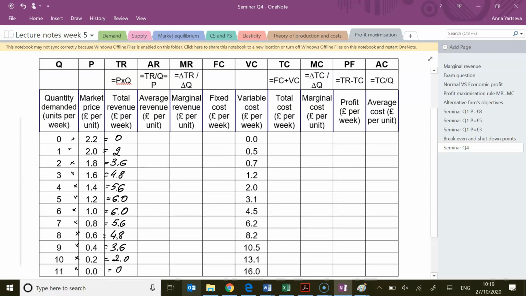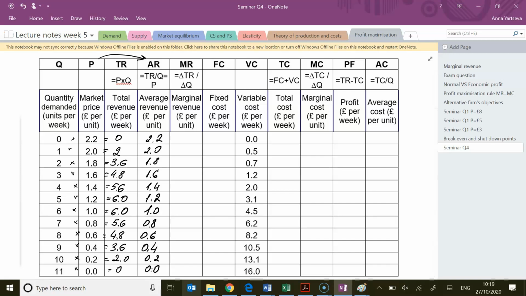Okay, next, we'll need to calculate average revenue. Average revenue is simply the price. On average, you earn the amount of money which is equal to the price of the unit which you sell. So we simply rewrite the column with the price data. So it's 2.2, 2.0, 1.8, 1.6, 1.4, etc. Price is the same as average revenue. On average, you earn this amount per each unit which you sell, because this is what consumers are paying you.